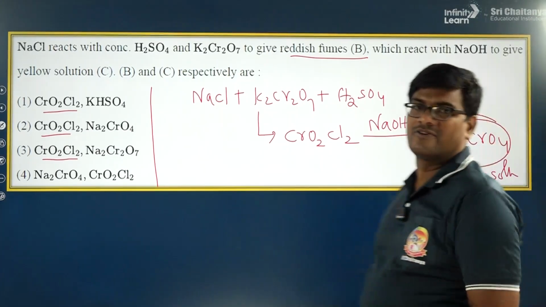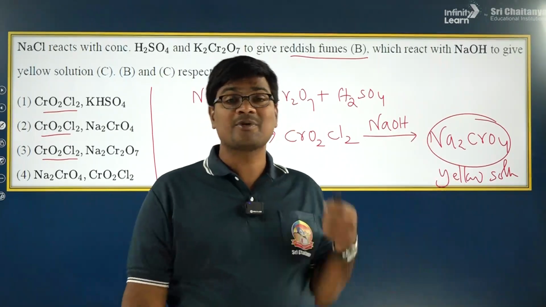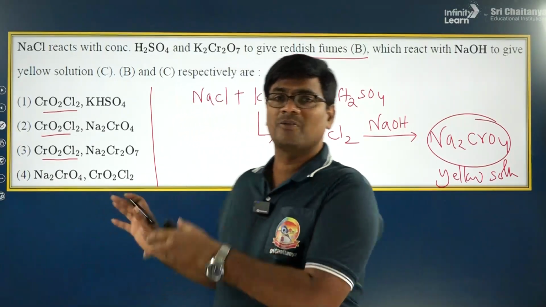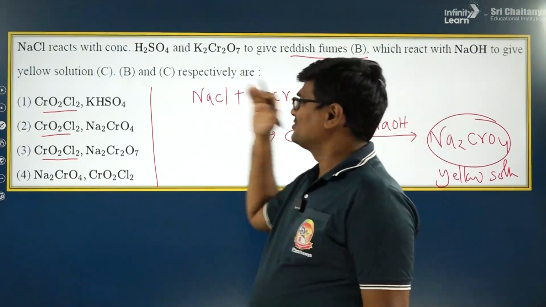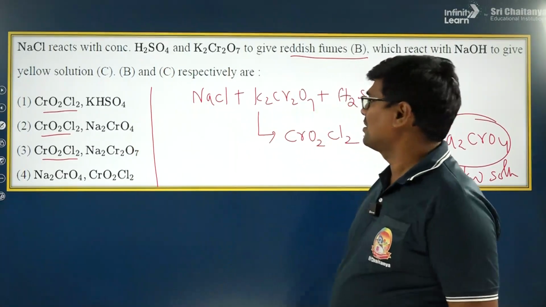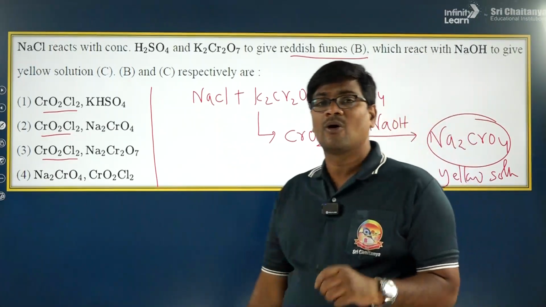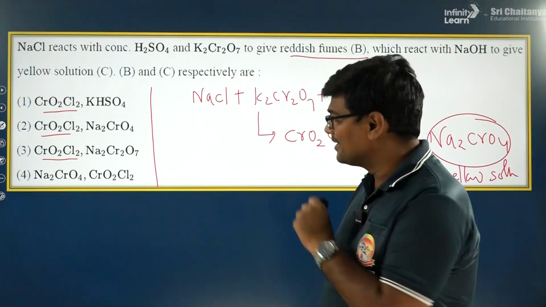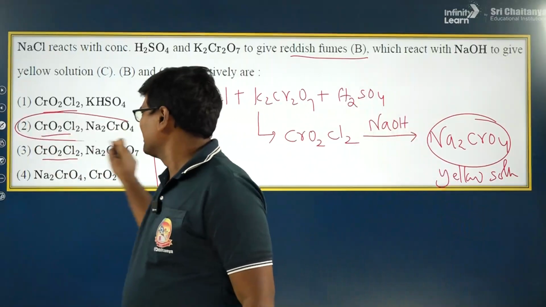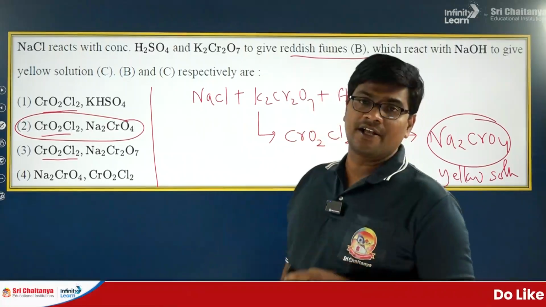There is a continuation for this also. This is treated with lead nitrate, then we get a chrome yellow color precipitate. That is also there for the continuation of the test, but in this problem, let's stop here. Here, when sodium chloride, like the chloride salts, reacts with H2SO4 and potassium dichromate, we get reddish vapors of chromyl chloride. What is the formula? CrO2Cl2. And when this is passed through NaOH, we get sodium chromate, Na2CrO4. Therefore, what is the right option? Option 2. Let's go for the next question.